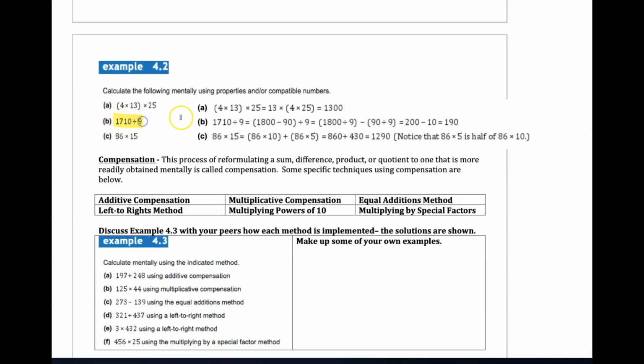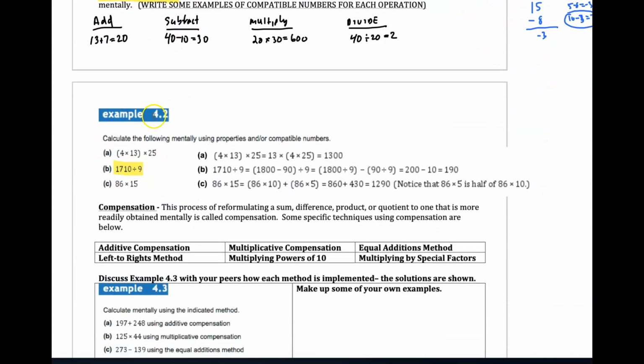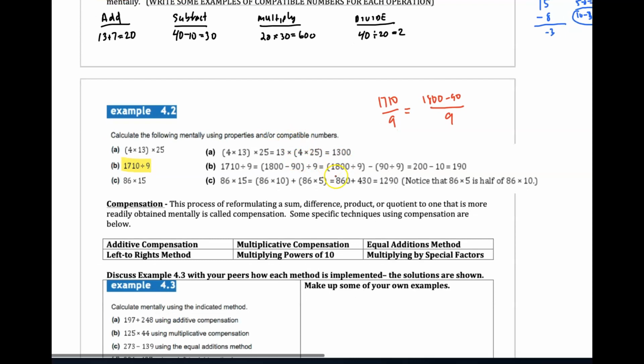This division problem also follows similar to what we did on this one here. So think about a strategy of breaking that up into 2 pieces. And again, as a fraction, it looks sometimes easier to see. 1710 divided by 9. You can see that is 1800 minus 90 divided by 9. And so then you end up with this calculation here after.